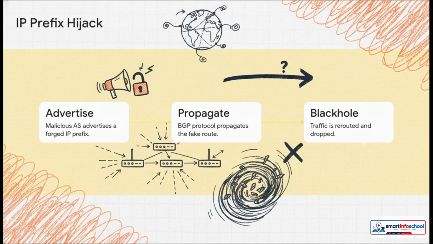Attackers exploit this all the time through something called an IP prefix hijack. Basically, a malicious network just advertises to its neighbors, "Hey, I'm the best path for this specific IP address." BGP blindly trusts it and propagates that fake route globally. The terrifying result is that your data traffic gets seamlessly rerouted away from where it's supposed to go, and it's dropped straight into a digital black hole where it disappears completely.